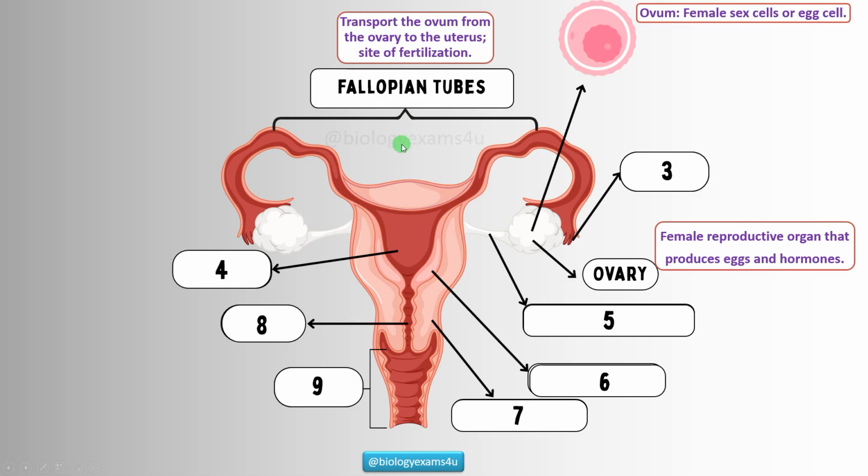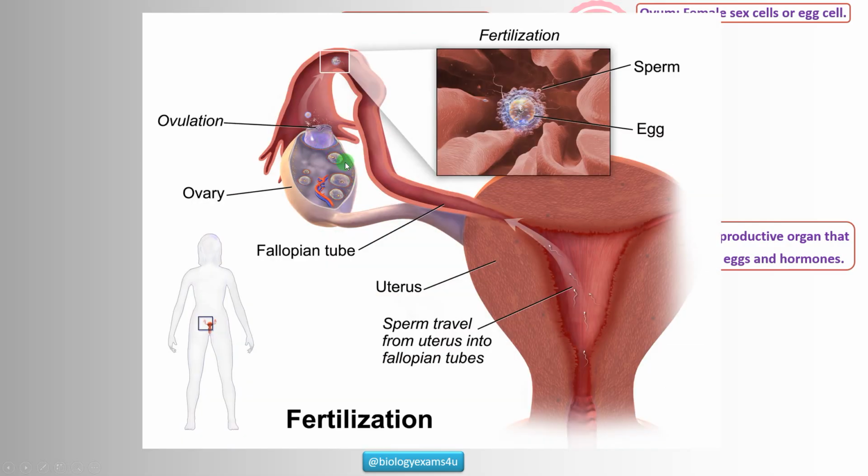Let us zoom in this. So as you see, this is the ovary where ovulation or production of eggs takes place, and these eggs are released into the fallopian tube. Meanwhile, sperm travels from the vagina to the uterus, then it reaches the fallopian tube. Inside the fallopian tube, the male gamete or sperm fuses with the egg, forming the zygote. The process is called fertilization. So the site of fertilization is the fallopian tube.